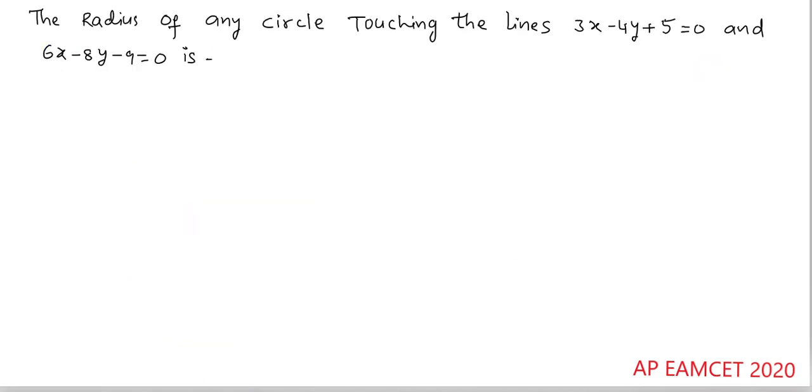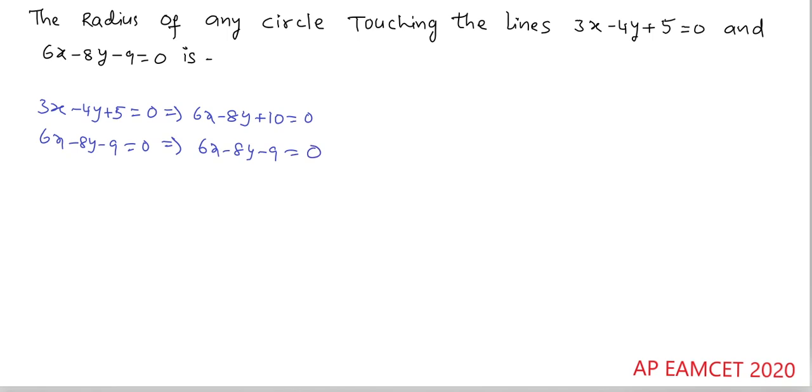A radius of any circle touching the lines 3x minus 4y plus 5 is equal to 0 and 6x minus 8y minus 9 is equal to 0 is. Here the given lines are 3x minus 4y plus 5 is equal to 0 and 6x minus 8y minus 9 is equal to 0. Observing these two lines, they are parallel lines. So first line multiplying by 2, that is 6x minus 8y plus 10 is equal to 0. And second line is 6x minus 8y minus 9 is equal to 0.